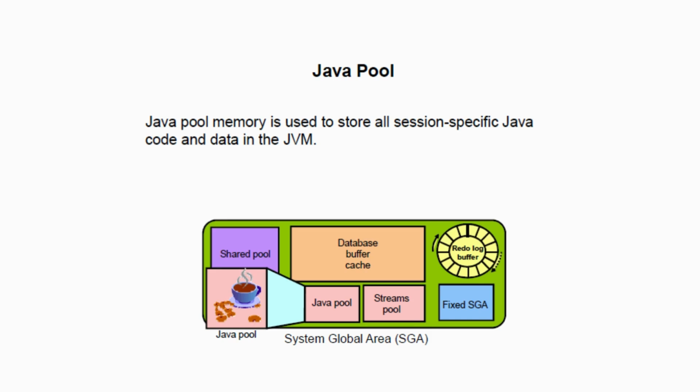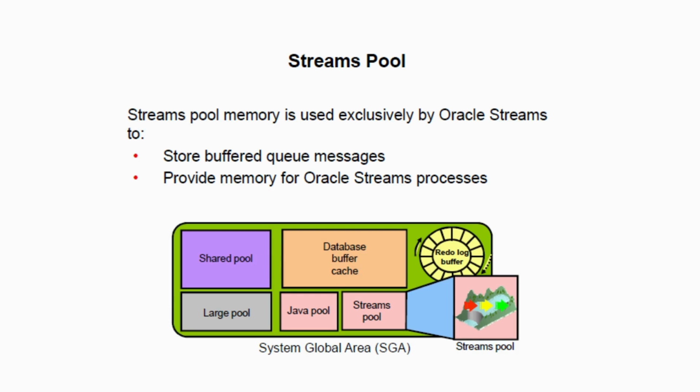Java pool memory is used in different ways, depending on the mode in which Oracle Database is running. The Streams pool is used exclusively by Oracle Streams. The Streams pool stores buffered queue messages, and it provides memory for Oracle Streams capture processes and apply processes. Unless you specifically configure it, the size of the Streams pool starts at 0. The pool size grows dynamically as needed when Oracle Streams is used.